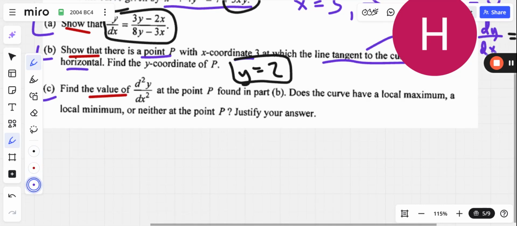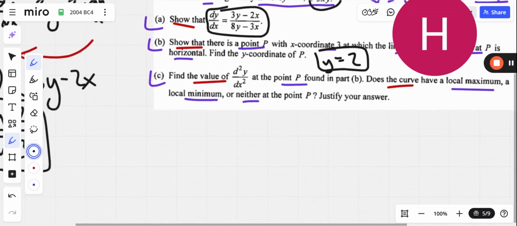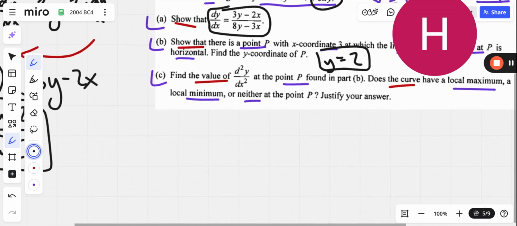Okay, so we have to find the value of this with the point we just found. So we need to take a derivative of the derivative, and then it's also asking, does the curve have a local max, local minimum, or maybe neither at the point P? So first we have to take a derivative of dy dx. So this is going to be the quotient rule, right? You guys know the quotient rule?